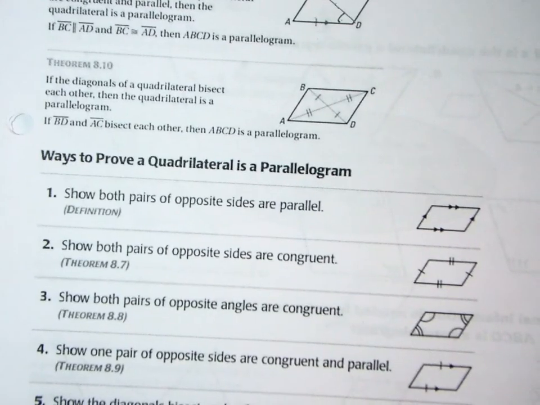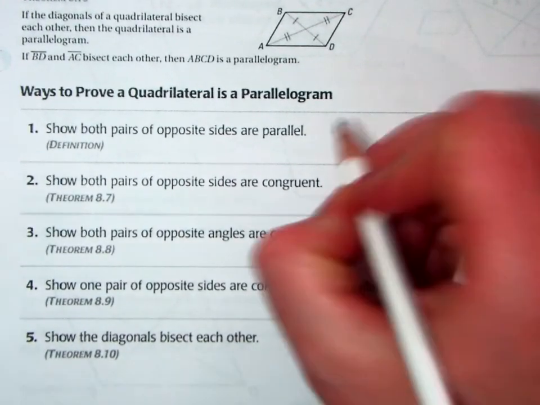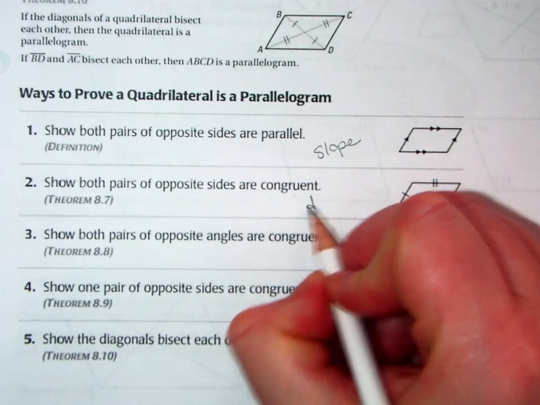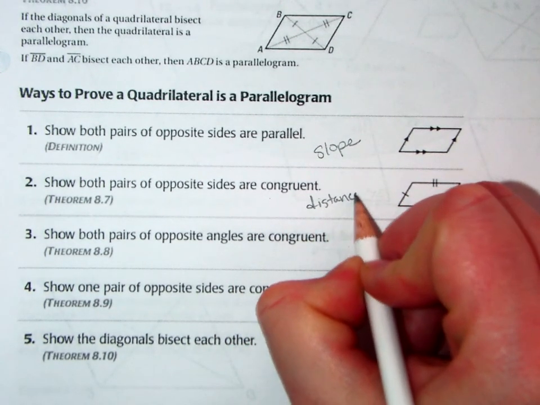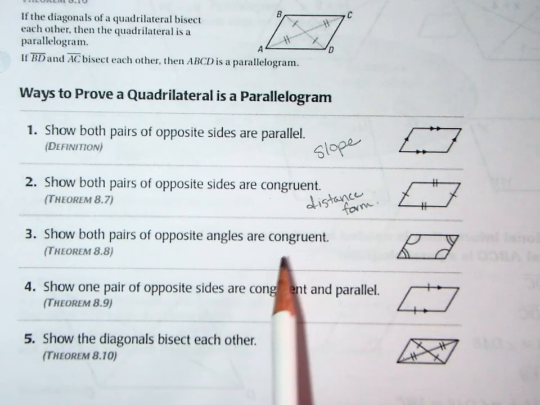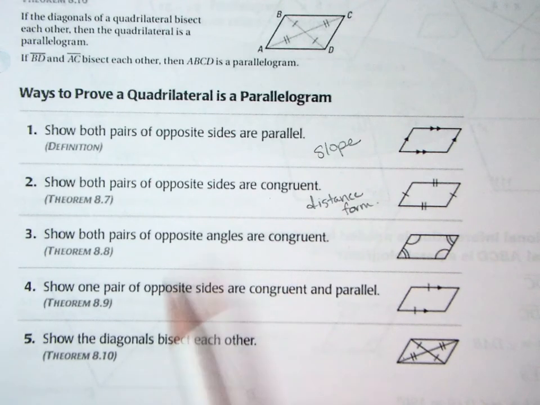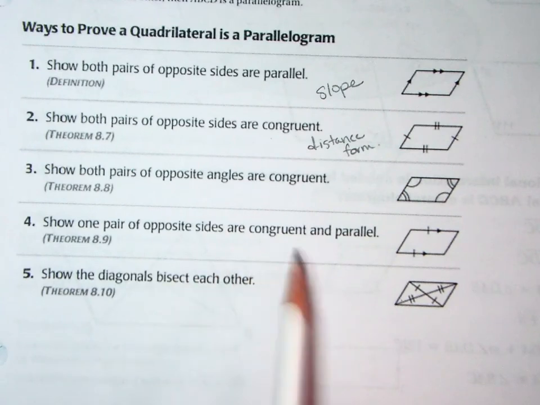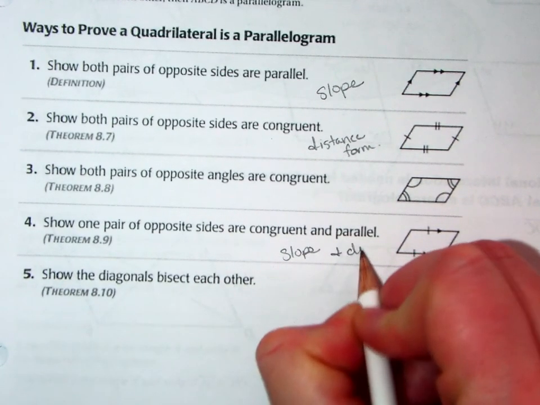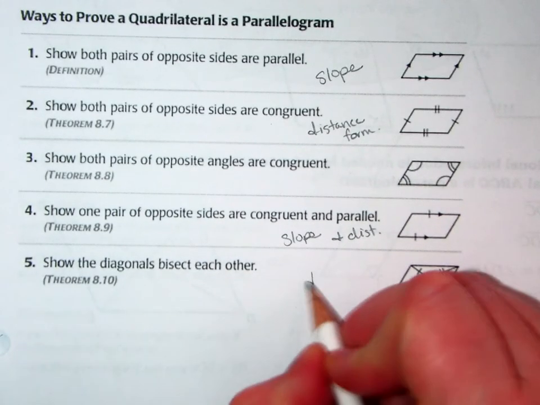So, ways to prove that a quadrilateral is a parallelogram: show both pairs of opposite sides are parallel. I would recommend slope if on a coordinate plane. Congruent, this would be distance formula. Both pairs of opposite angles are congruent. One pair of opposite sides are congruent and parallel, so slope and distance. And show the diagonals bisect each other, that would be distance formula.